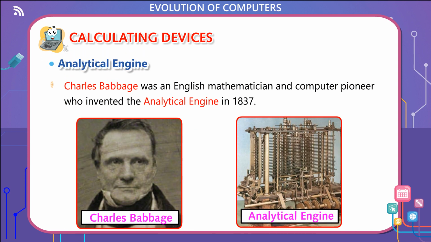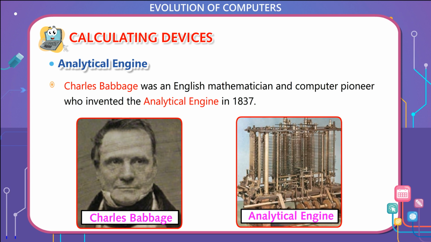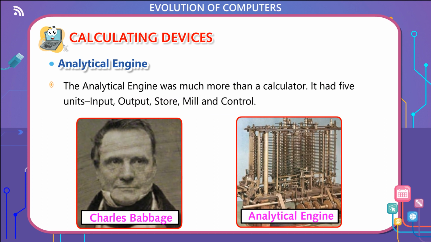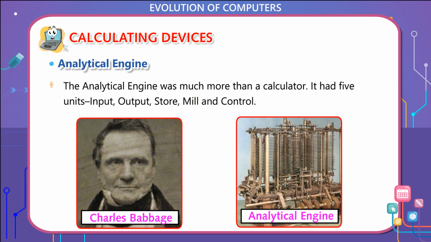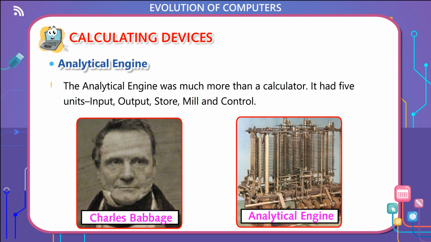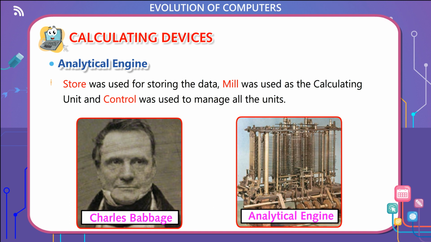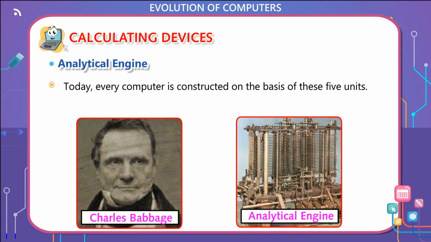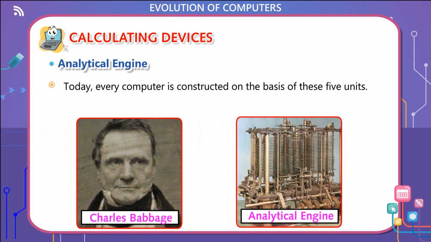Analytical engine. Charles Babbage was an English mathematician and computer pioneer who invented the analytical engine in 1837. The analytical engine was much more than a calculator. It had 5 units: input, output, store, mill and control. Store was used for storing the data, mill was used as the calculating unit, and control was used to manage all the units. Today, every computer is constructed on the basis of these 5 units.